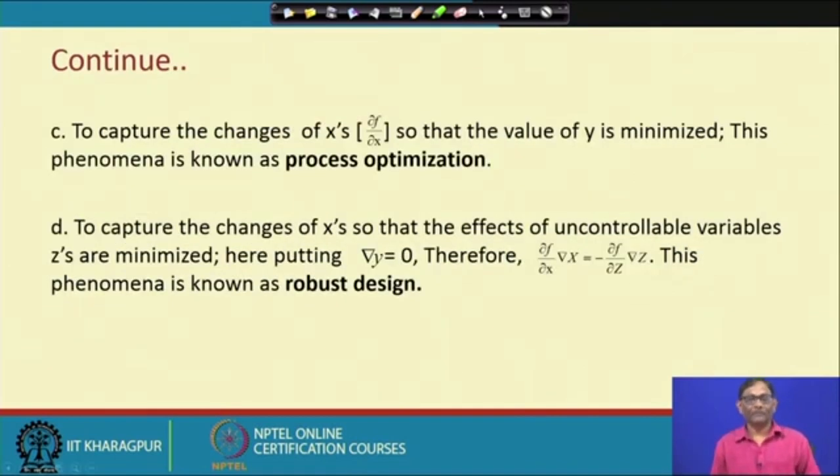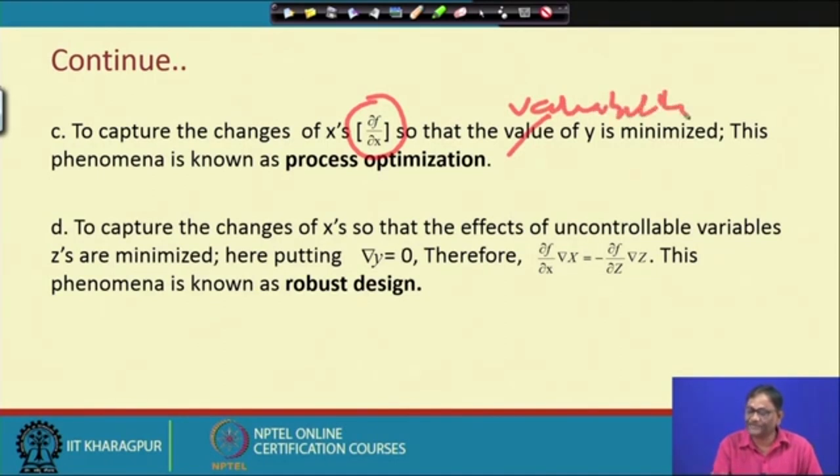Then you have seen the another component is del f by del x. So, to capture the changes of x, that is del f by del x, so that the value of y is minimized. So, you want to minimize the variability of y, not value. This is variability of y is minimized. This is known as process optimization.